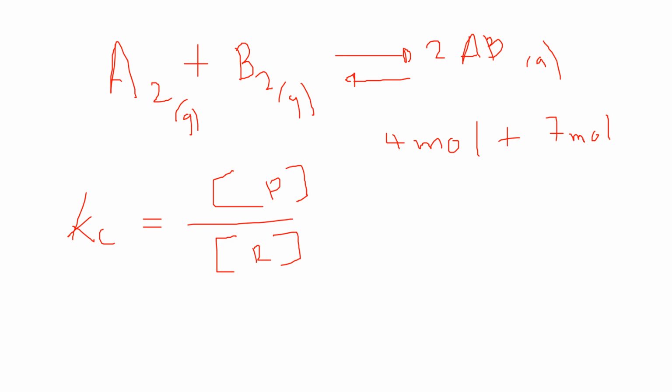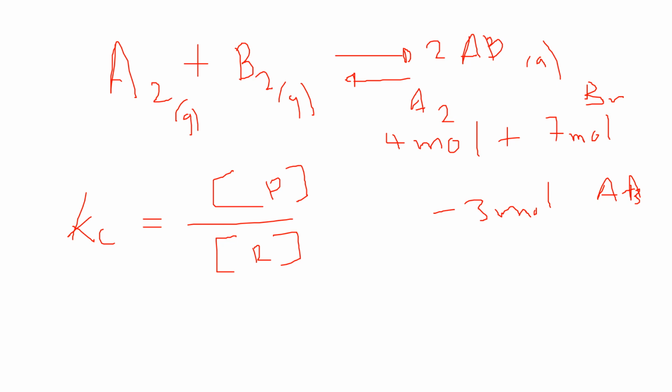With, let's say for example, we are left with only 3 moles of the product, which is AB. So we have 3 moles of AB. This one is for A, and then this one is for B. Okay, but this one here is at equilibrium.